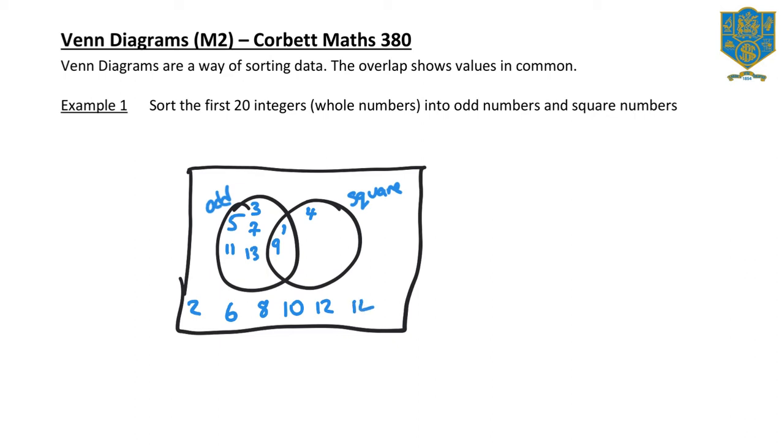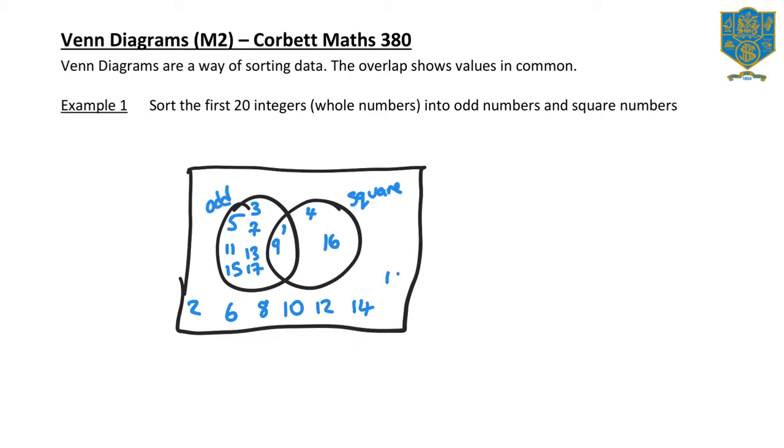14 is even and not square. 15 is odd and not square. 16 is a square number, but it's not odd, so it's going to be on the right hand part of its circle. 17 is odd.